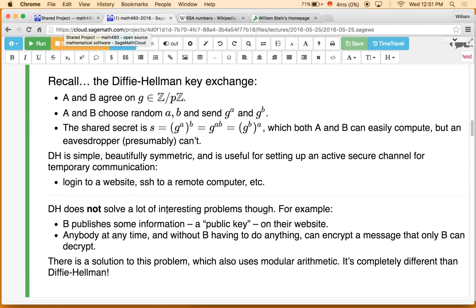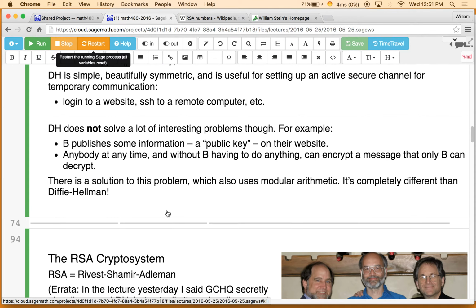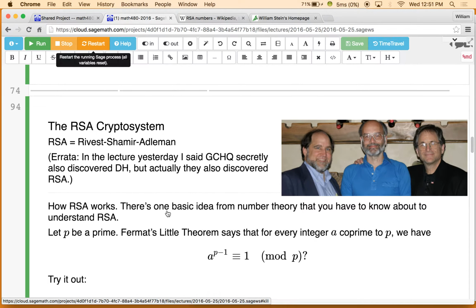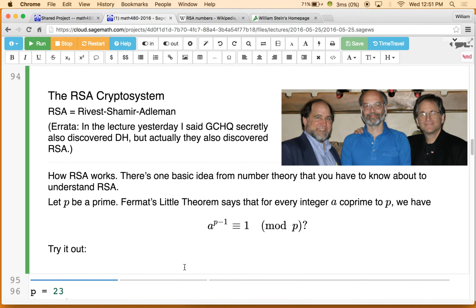Okay, so back to our story. Now let me tell you about a way to solve this problem. This is called the RSA crypto system. It's from 1977. There's R, S, and A. I think they're in order.